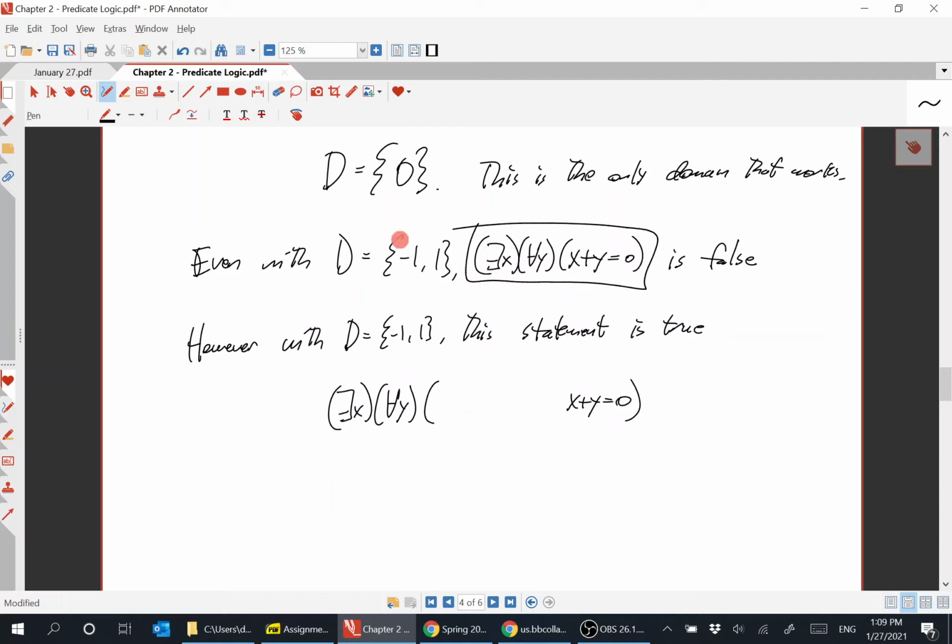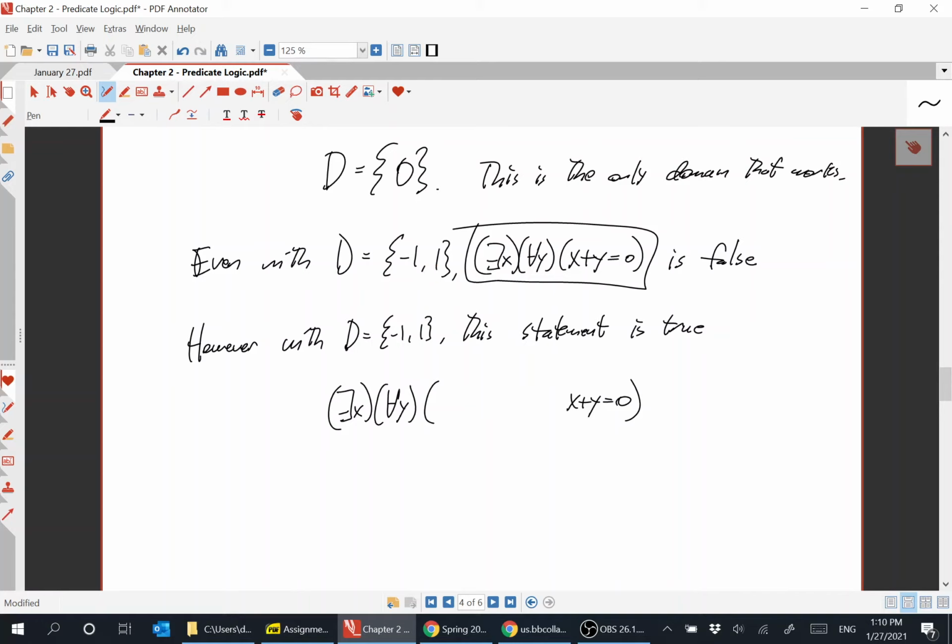Well, I mean, this one was false: there exists x such that for every y, x plus y equal to 0. It didn't work because if I chose x equal to -1, I could have y equal to -1 as well, in which case -1 plus -1 is not 0. Right? It's only because the possibility exists that x is equal to y that makes it false.